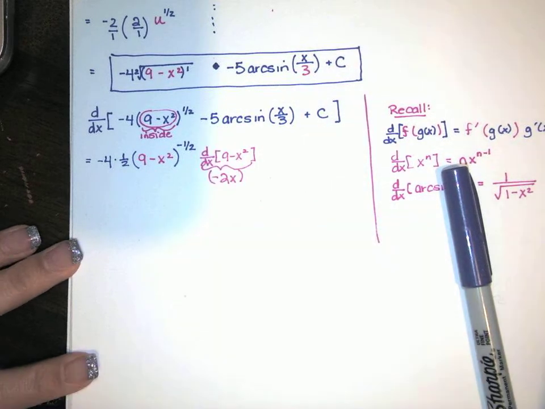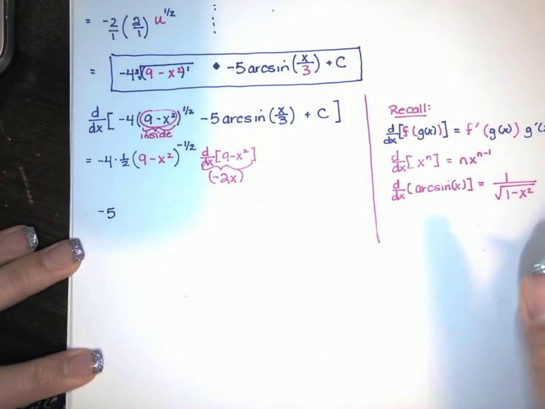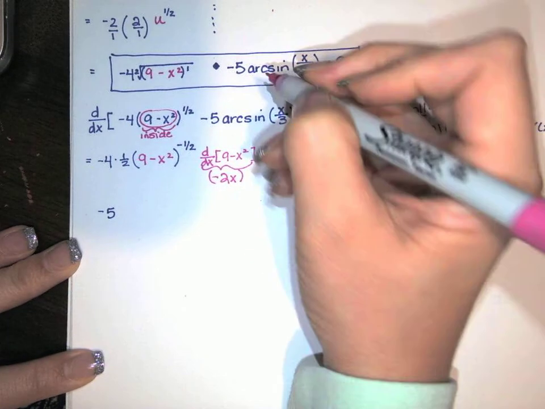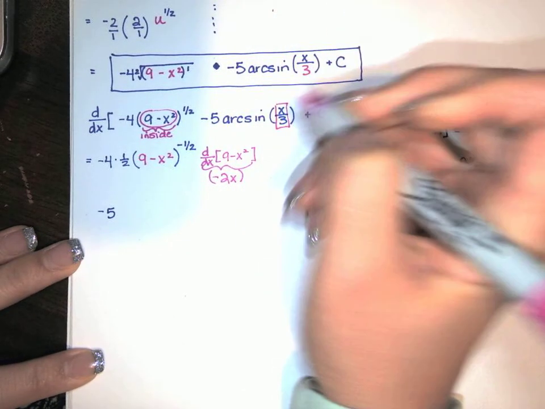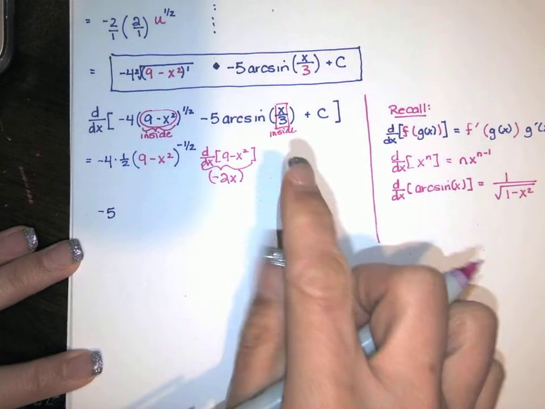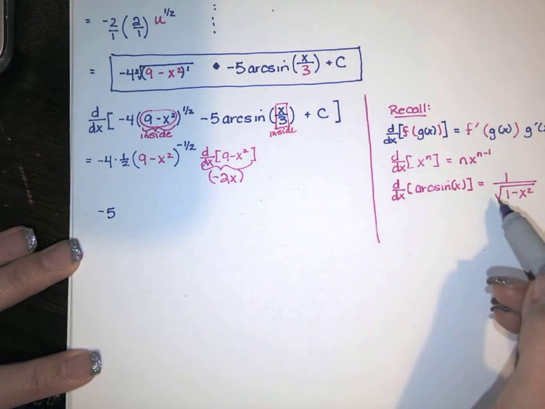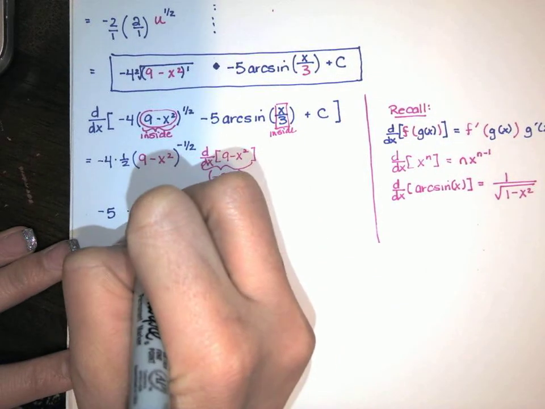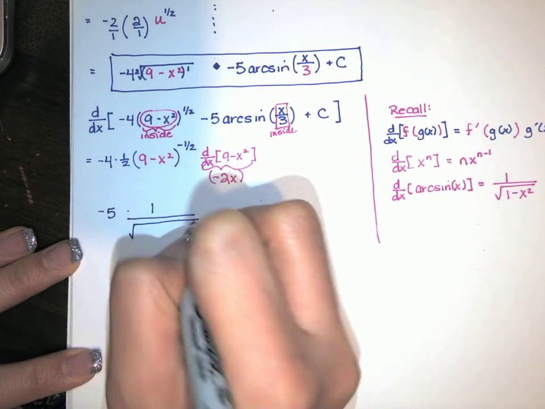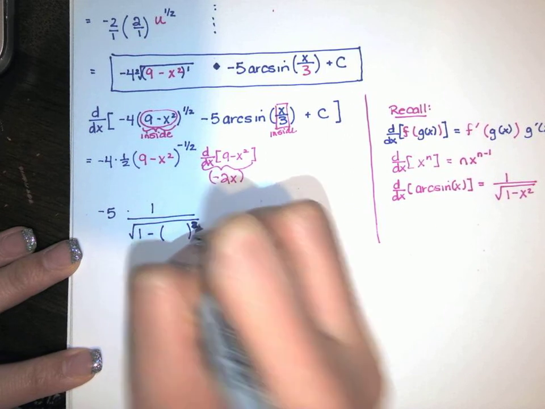And then we're going to subtract 5 times the derivative of the second term. Now this also requires the chain rule because I've got this x over 3 inside. The derivative of arcsine of some function, according to my arcsine rule right here, is 1 over the square root of 1 minus that function squared. Oops, I wrote cubed. Squared.